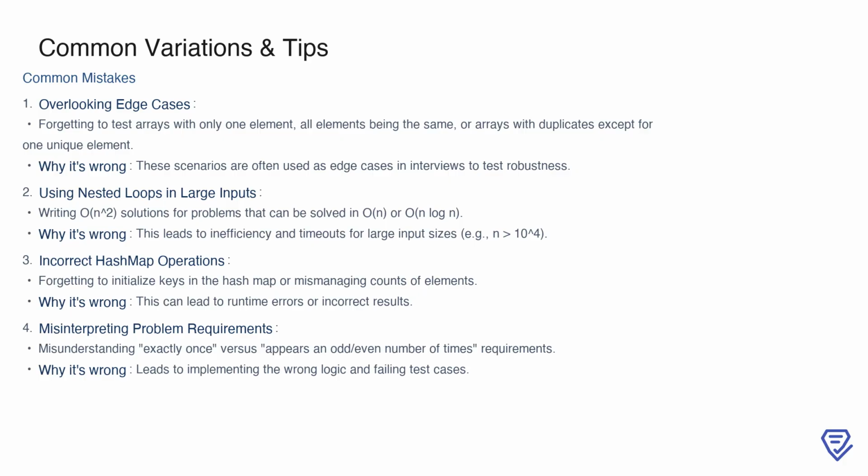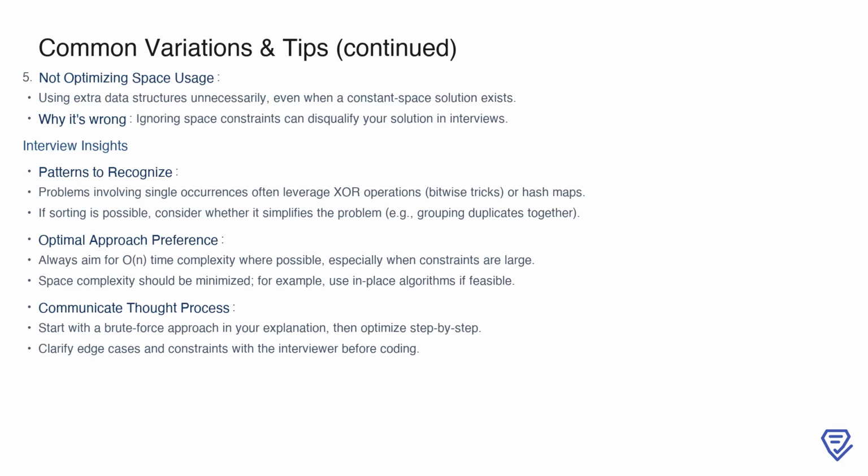Finally, misinterpreting the problem requirements is another pitfall. For instance, confusing "exactly once" with "appears an odd number of times" can lead to implementing the wrong logic and failing key test cases. Another mistake to avoid is failing to optimize space usage. Using extra data structures unnecessarily can be problematic, especially when a constant space solution is achievable. In interviews, ignoring space constraints might disqualify your solution, even if the time complexity is optimal.